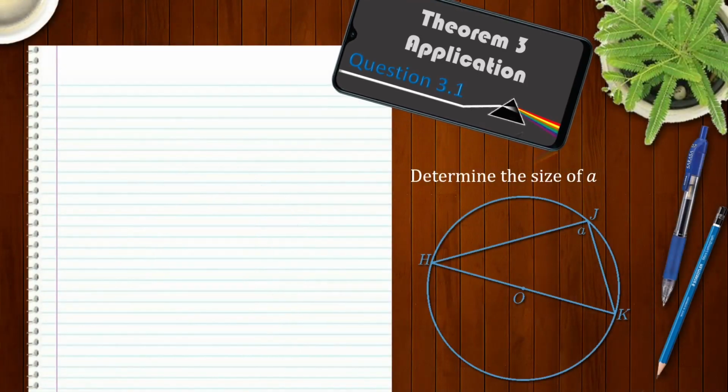Then for question 3.1, we see that O is the center of the circle, and we know that HK is then the diameter, and the diameter always subtends a 90-degree angle, so A is equal to 90 degrees, and the reason is angle in semicircle.